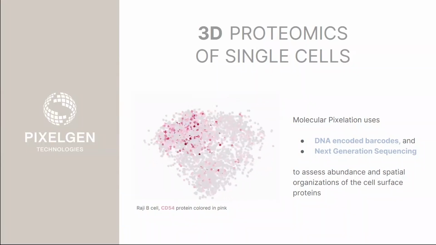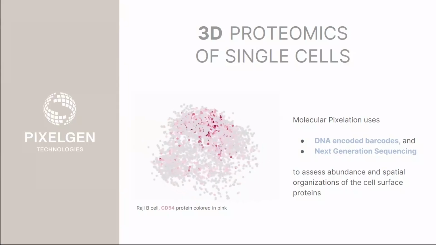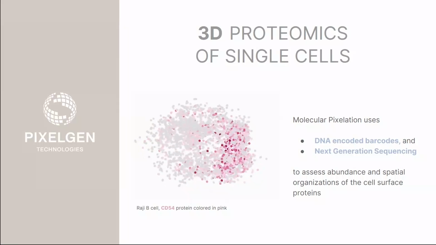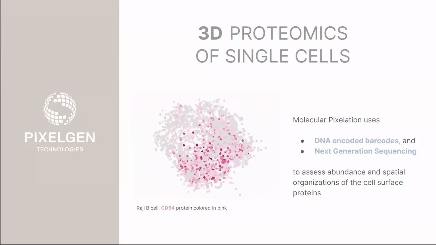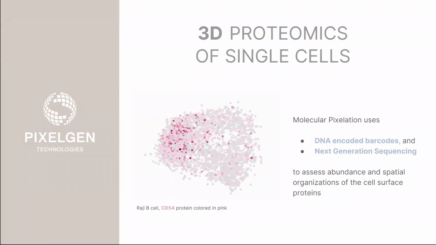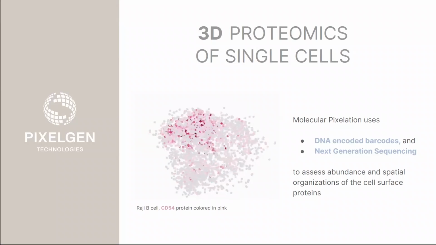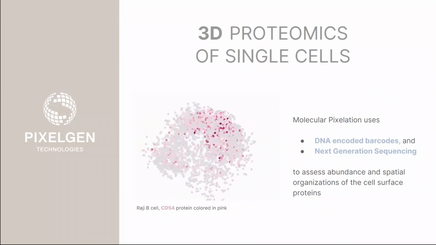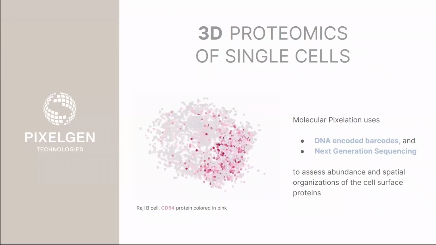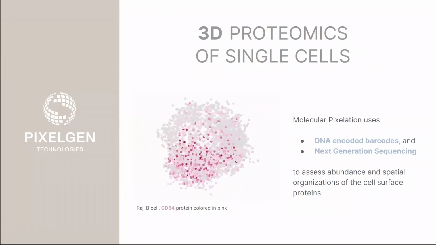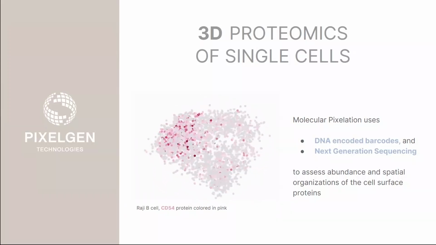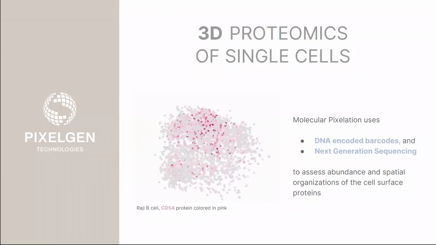What you can see here, this little spinning animation we have, is a Raji B cell. And this is actually an output from the software. And you have CD54 colored in pink. And as you can see, it's interesting because this protein is really clustering to one end of the cell. And this is a cancer cell line, a B cell cancer cell line. And we don't see this with unstimulated PBMCs. So this is something that is specific to just a couple of cancer cell lines. Just a side note, but I think that's really interesting. We'll get more to that.